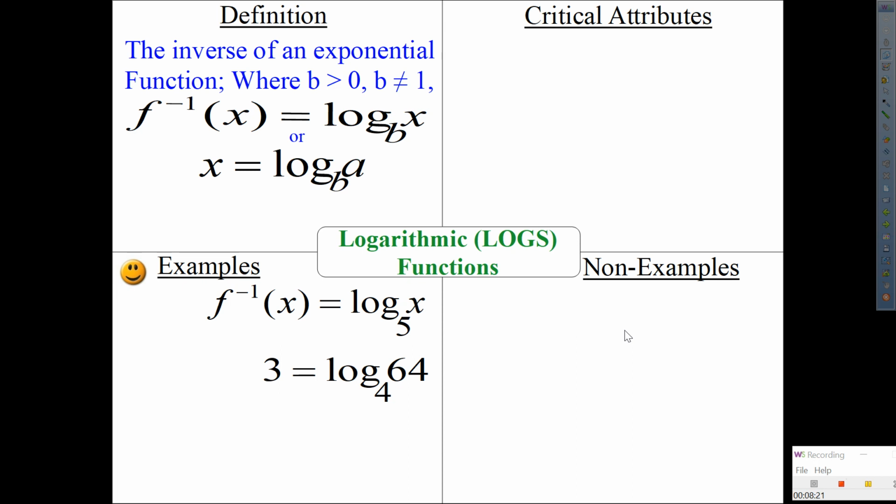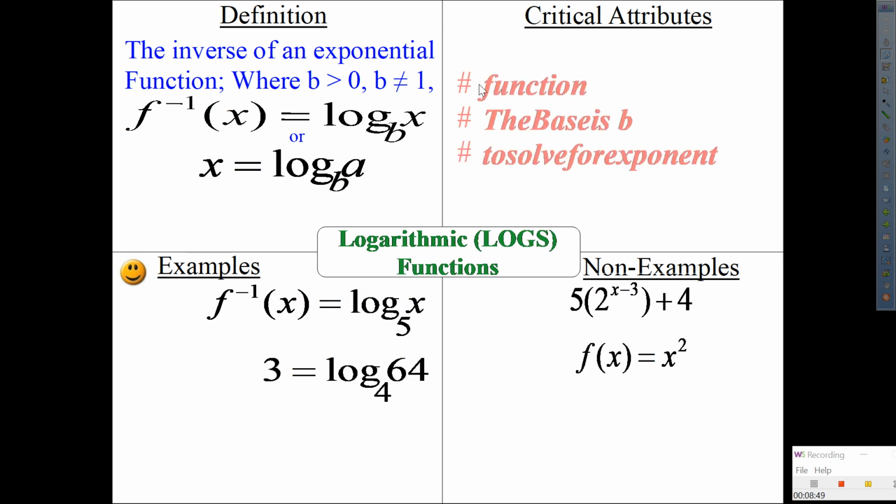Non-examples. Copy these. As you're copying these down, ask yourself, why are those not logarithmic functions? Look at them. All right, tell your neighbor, why are those not logarithmic functions? Obvious, right? Because they don't say log. My goodness. Therefore, one thing that has to be true is that it has to be a function.